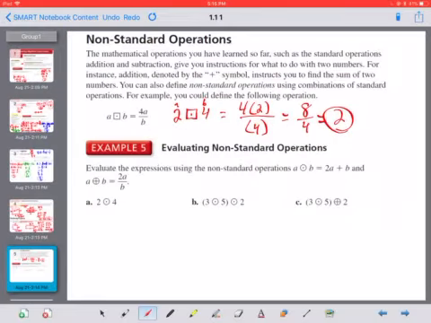So let's look at the expression examples that they give us for non-standard operations. In the instructions, evaluate the expression using non-standard operations.